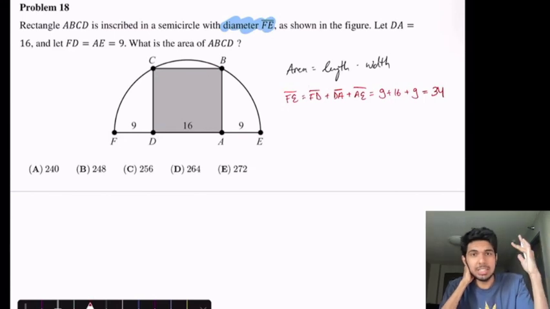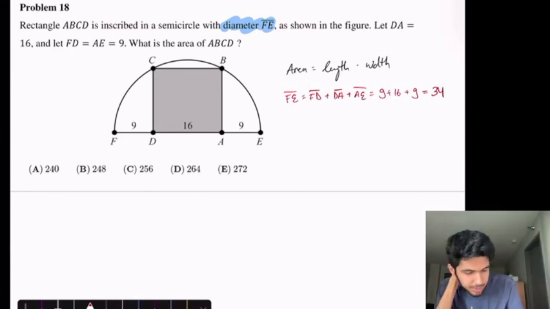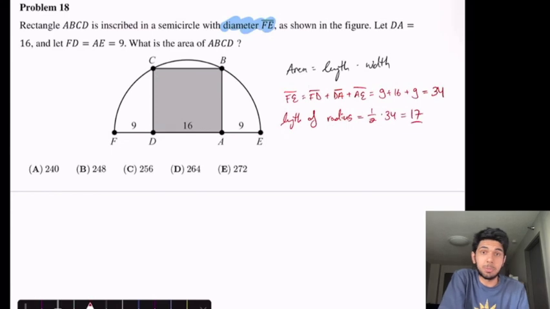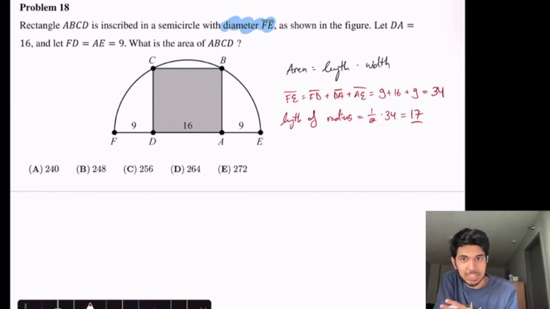The length of the radius is going to be half the diameter. So that means the length of the radius is going to be 1/2 of 34, which is 17. That might be helpful. But first, we have to find a radius in this circle. Remember that the radius connects the center of the circle to a point on the edge of the circle. We don't really have a center of a circle in this drawing, so why don't we just draw one right here, and we'll call it O.